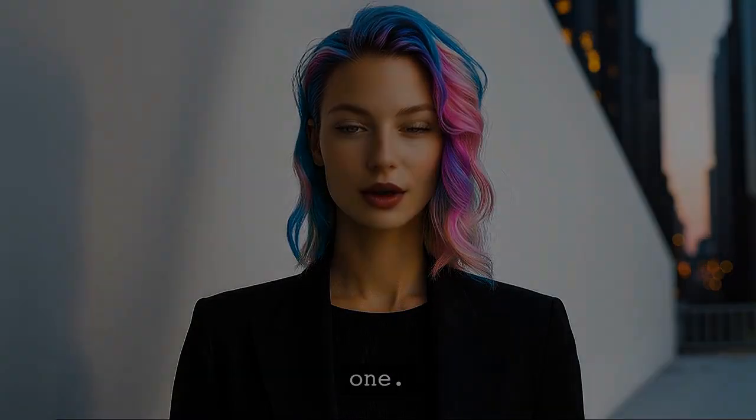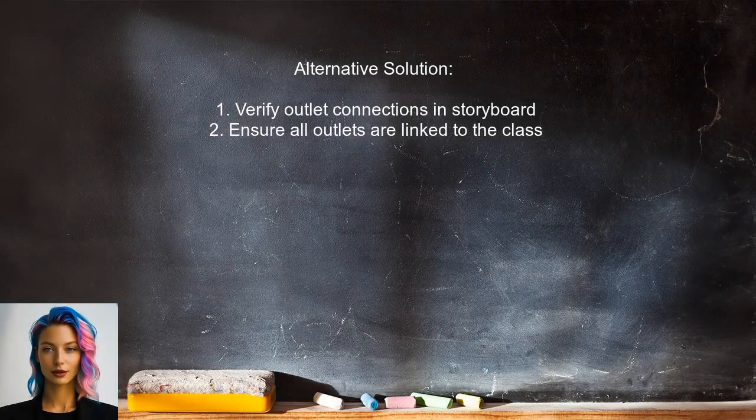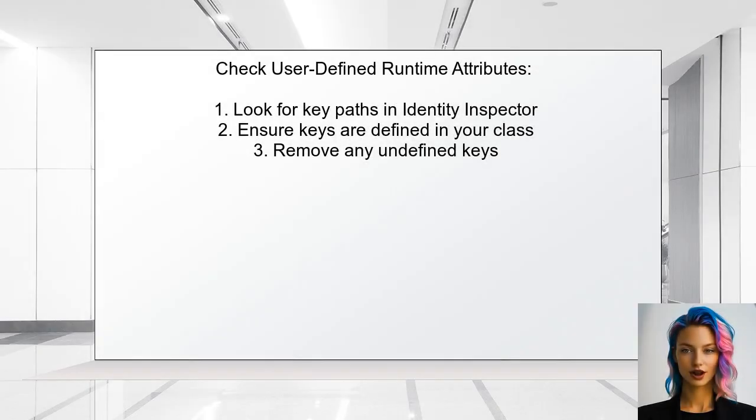Let's explore another one. Another user suggests checking your outlet connections in the storyboard. They emphasize ensuring that all outlets are correctly linked to your class. They also mention a potential issue with user-defined runtime attributes. If you have a key path for your label that isn't defined in your class, it can cause a crash. Make sure there are no extra key paths in this section.